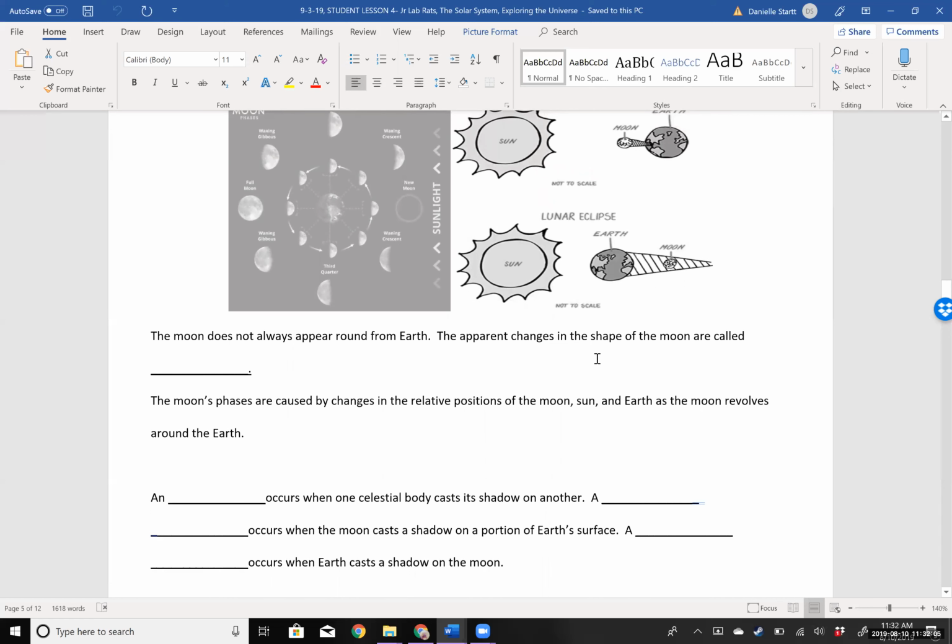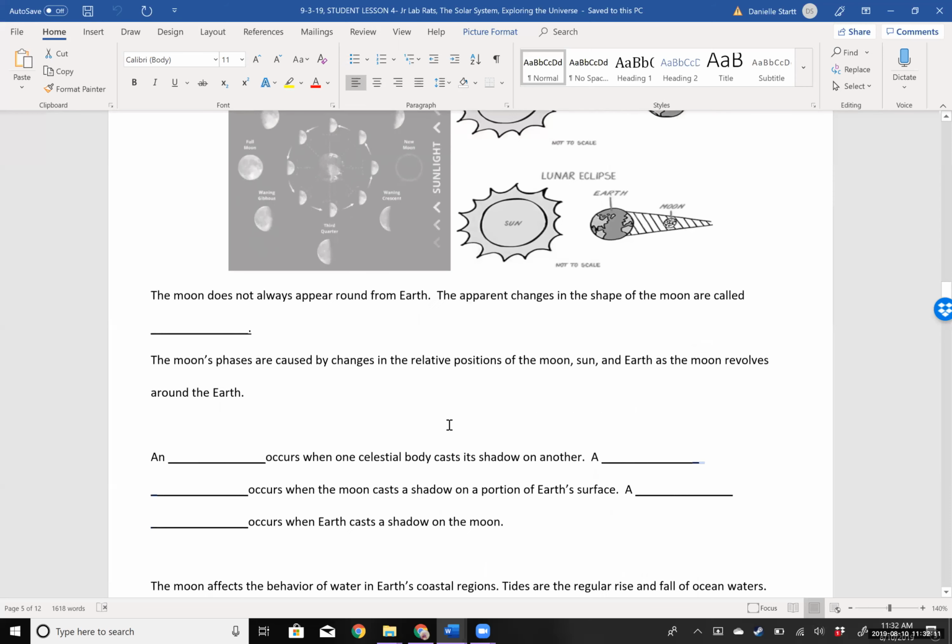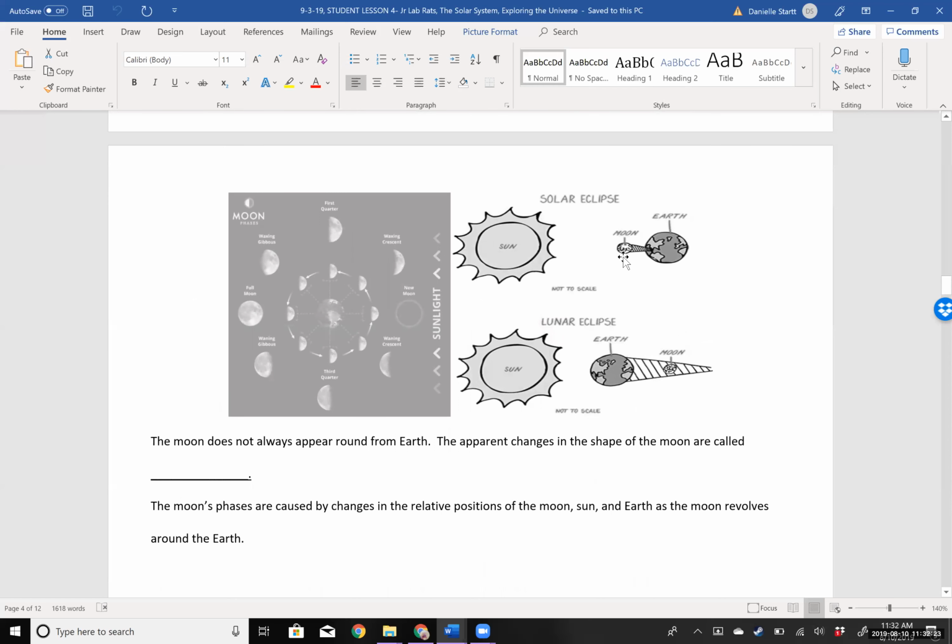The apparent changes in the shape of the moon are called... I wonder if one of those graphics might tell us what they're called. The moon's phases are caused by changes in relative positions of the moon, sun, and Earth as the moon revolves around the Earth. Okay, so basically what you've got here is a shadow. Sort of the same idea as an eclipse, right?